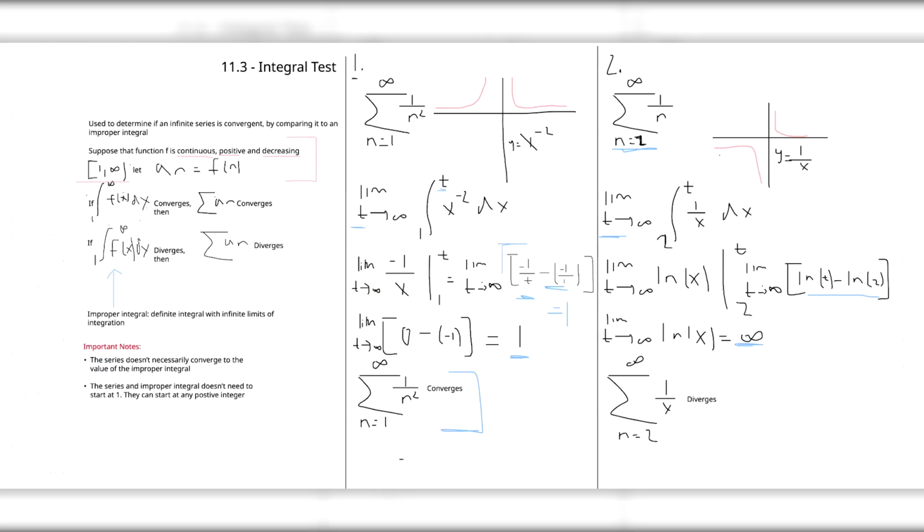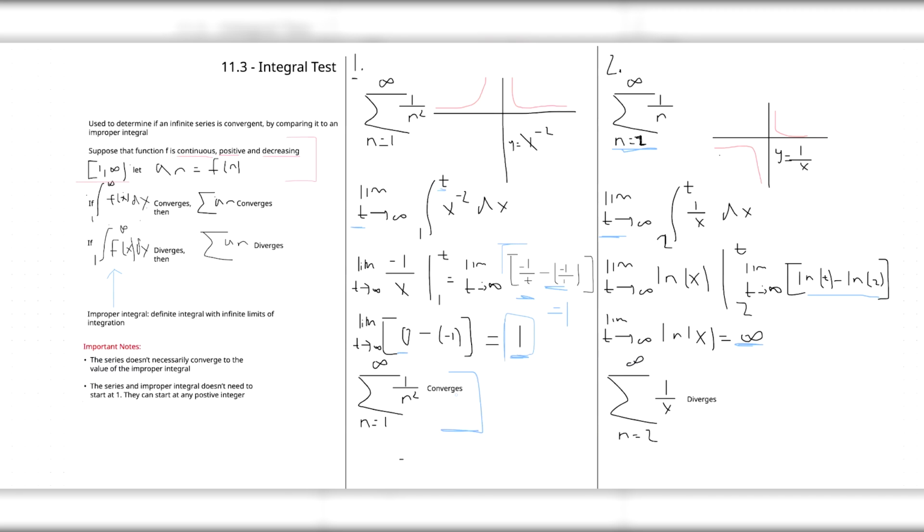And so essentially, as t approaches infinity, negative 1 over t goes to 0, right? So it would be 0 minus negative 1, which is 1. And so this is a finite value, which then shows us that the series 1 over n squared converges, right? So in our second problem, we're going to look at whether 1 over n converges or diverges.